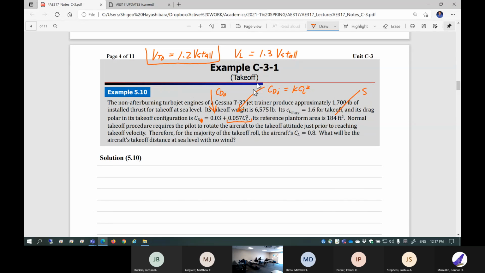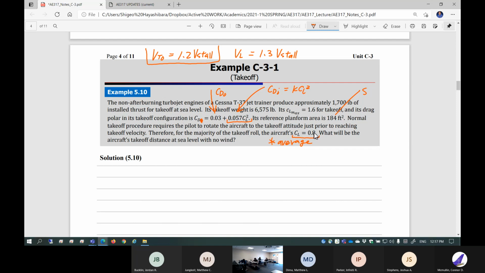Okay, anyways. So, therefore, for the majority of the takeoff roll, the aircraft CL is 0.8. This is quite important. This is the lift coefficient produced during the takeoff roll. This is an average, I think.